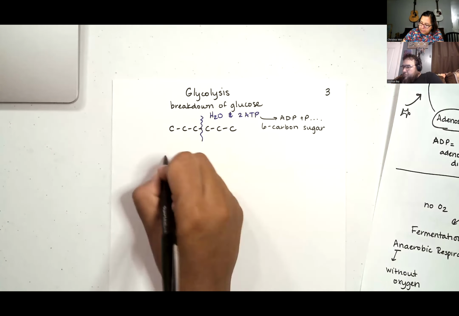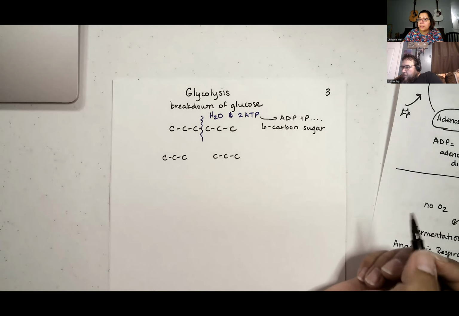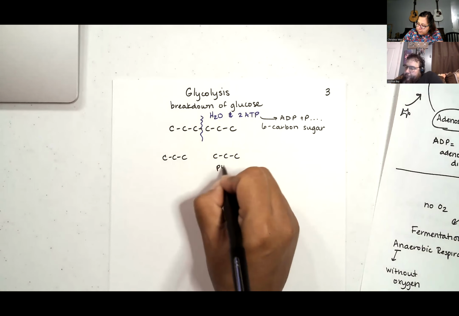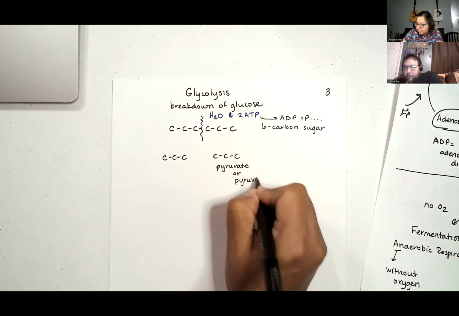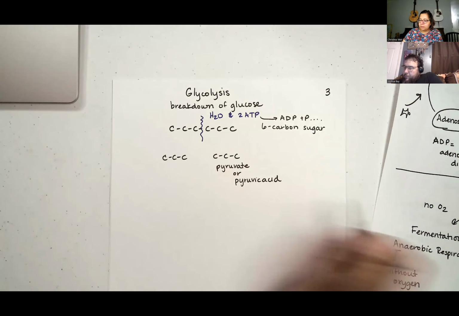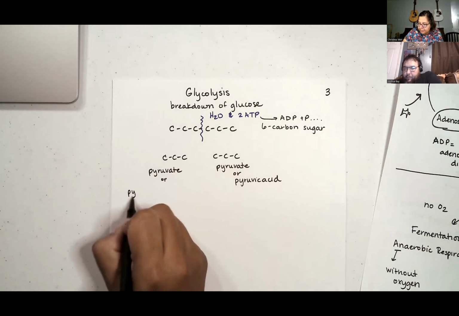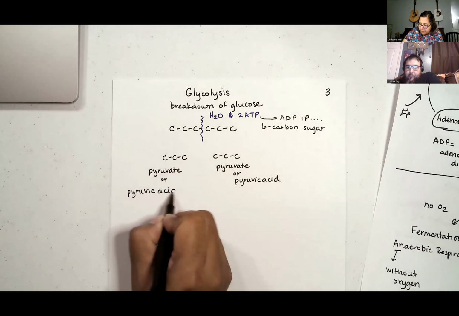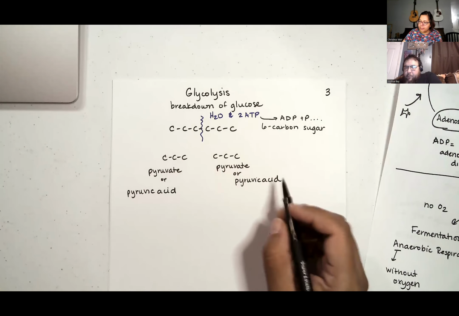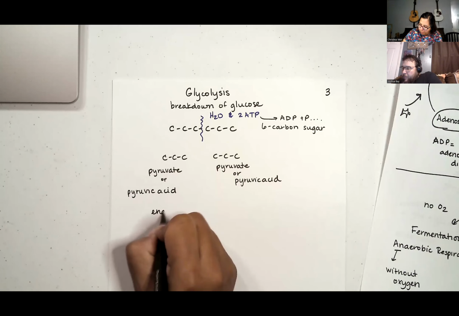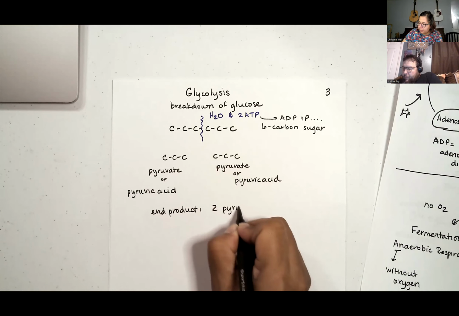The end result of glycolysis is you have two smaller molecules that are 3 carbons each. Each of these is called a pyruvate, or some books call them pyruvic acid. So here's another pyruvate. This is called a pyruvic acid. So pyruvate, pyruvic acid, they're interchangeable. So the end product of glycolysis is 2 pyruvate molecules.